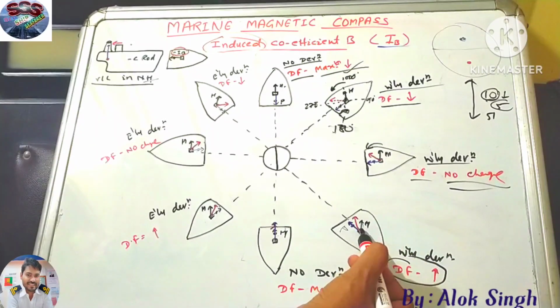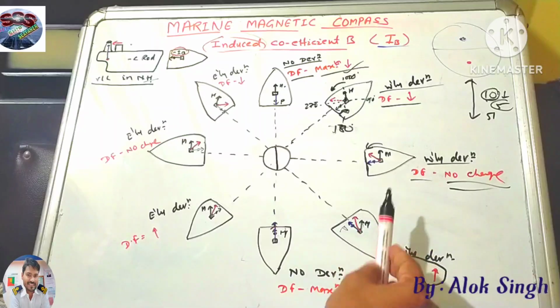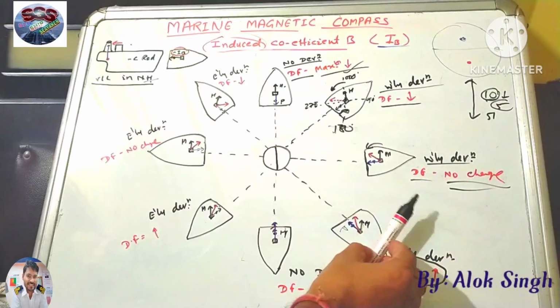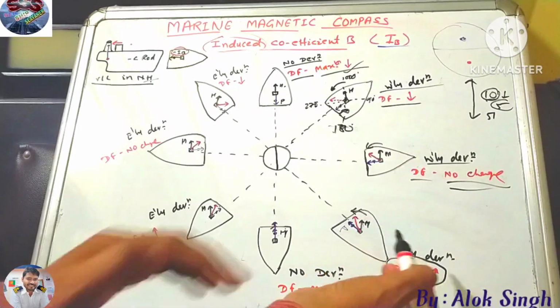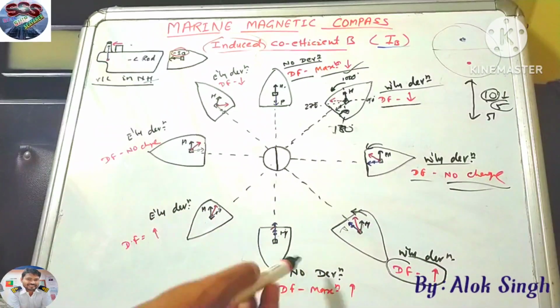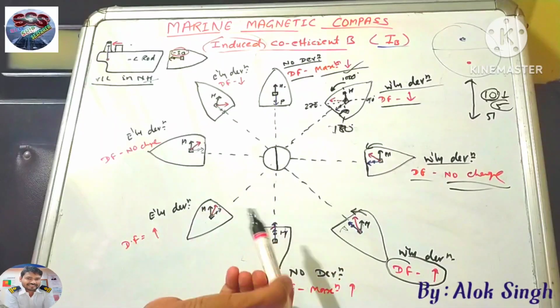And the deviation: your initial neutral position was like this, and because of this induced magnetism, the resultant is somewhere from here to here, at the position of the red. So it is somewhat west. In the same way we will come to the southern side.